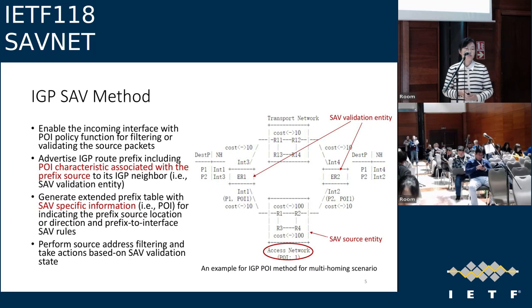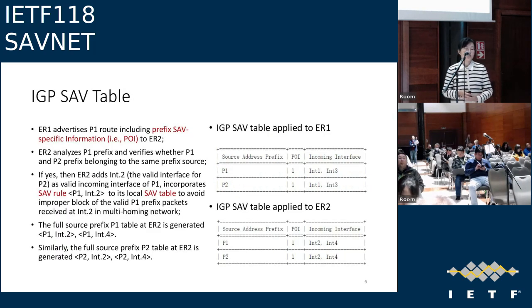So when the validation entity validates the prefix origination and finds that the P1 and P2 prefixes have the same prefix origination, it will decide that these two prefixes are from the same prefix origination. And if the origination network is trusted, the validation entities ER1 and ER2 will generate the full SAV table. For example, P1 will have interface 2 and interface 4 as its legitimate incoming interfaces.